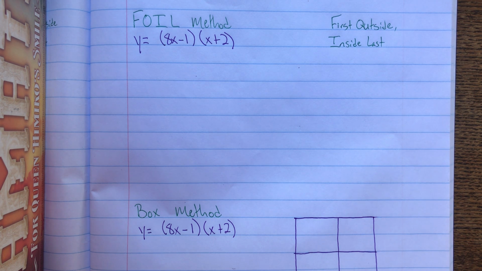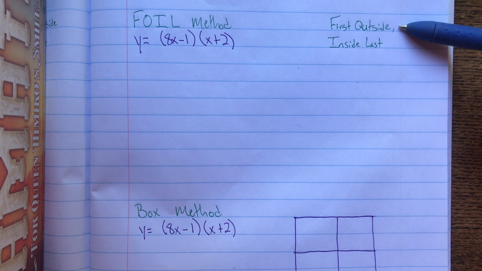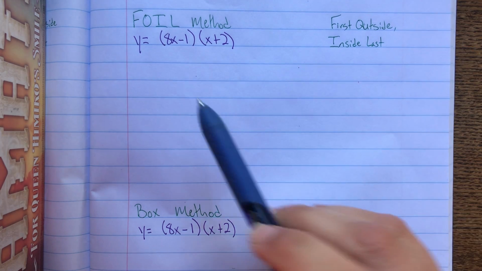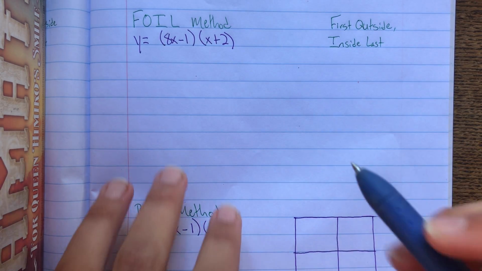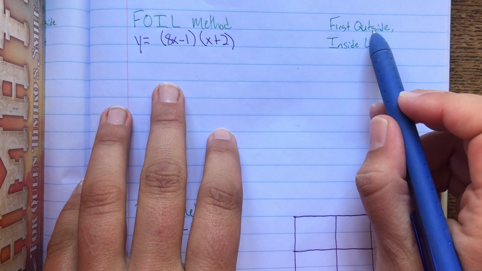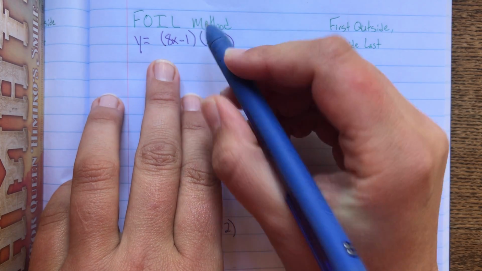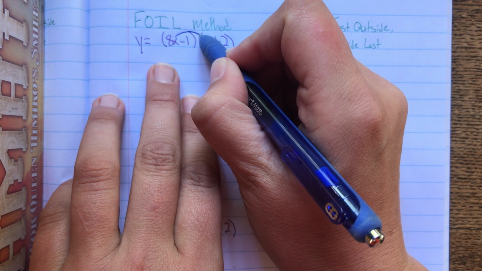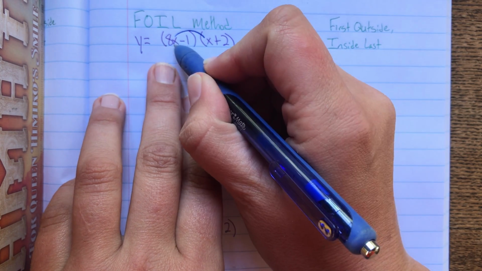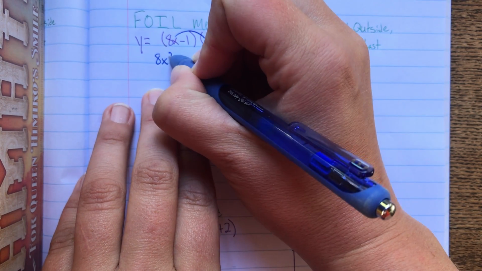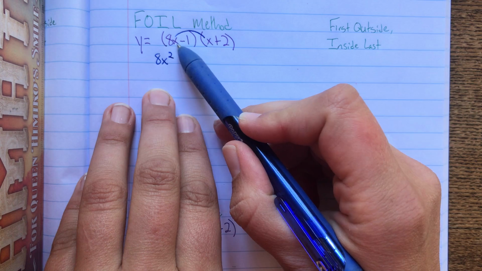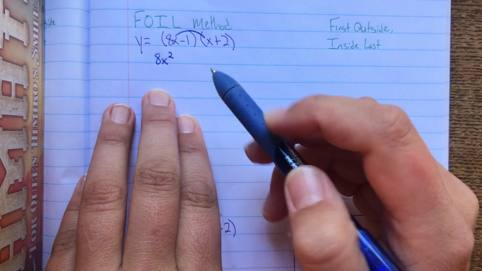So for this first one that we're going to do here, we're going to use the FOIL method to get this in standard form. So again, we're going to go first, outside, inside, last. We're going to take these two binomials and multiply them together. The way we're going to do that is the distributive property. First we're going to start with our outside, which is 8x. I'm going to take this 8x and multiply it by x first. So 8x times x gives us 8, and then there's two x's, so that's x squared. So 8x squared, that's how we get that.